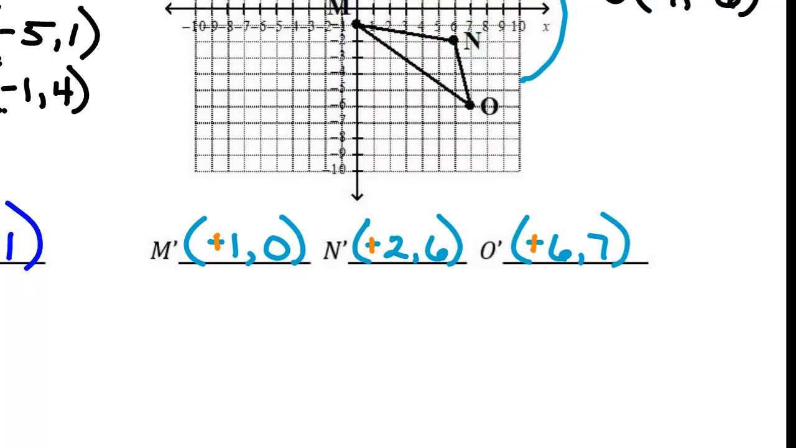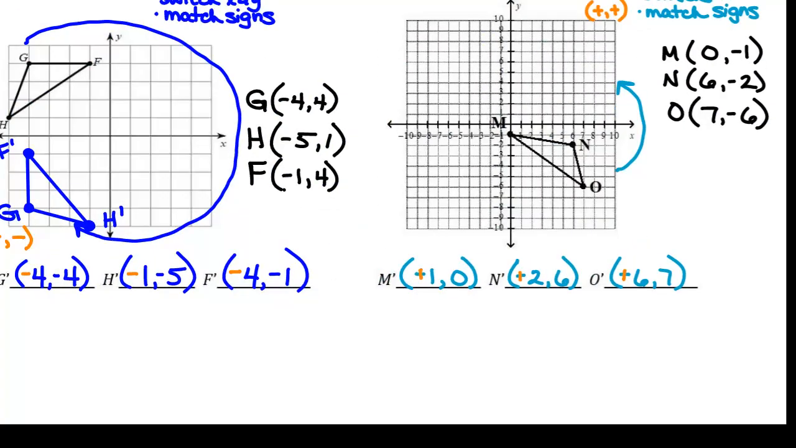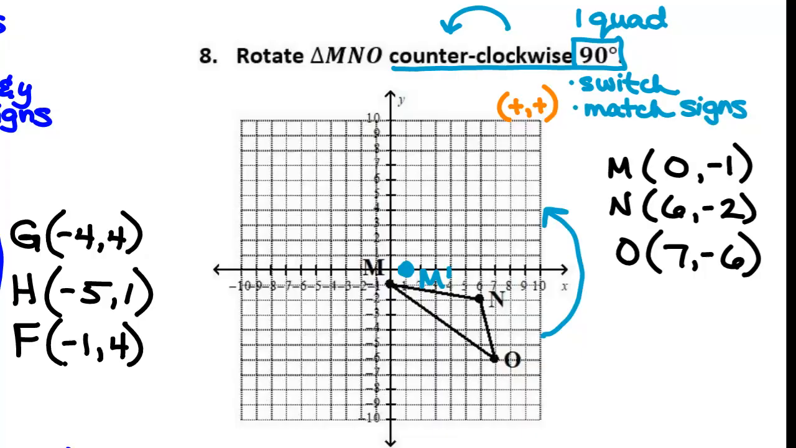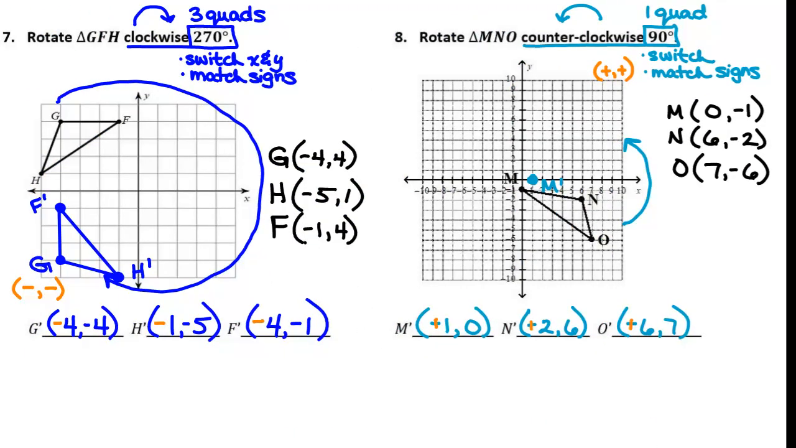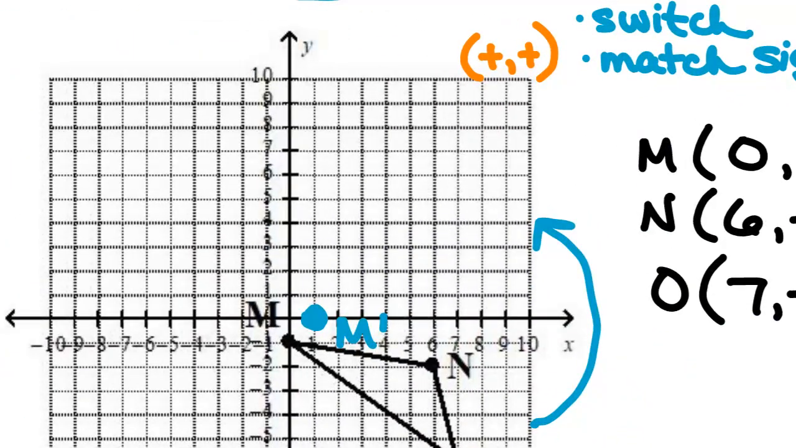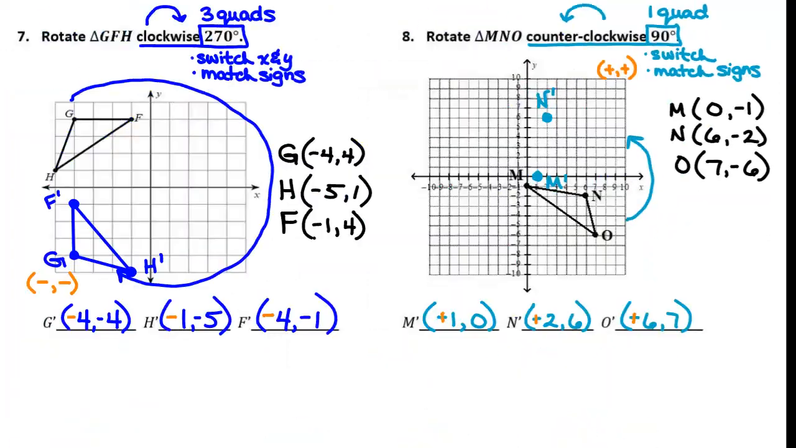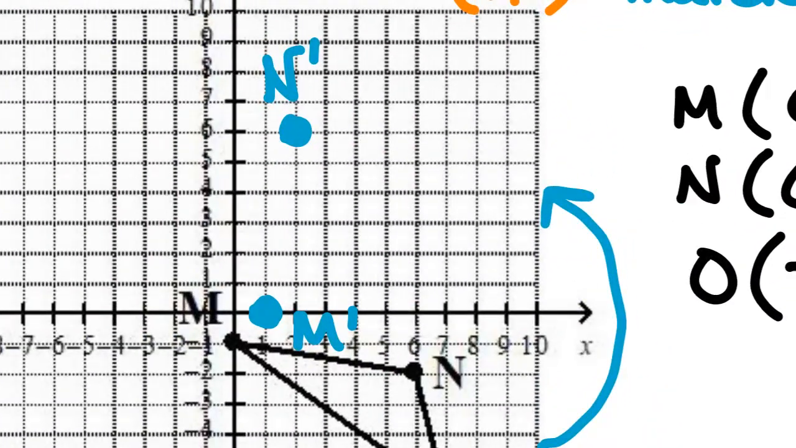Then we're going to go and plot those points. So a +1, 0 would be right here. So there's my new M, or rather it's M prime, not new M. 2, 6 would be right here. So here's N prime. And then 6, 7 right here is O prime.